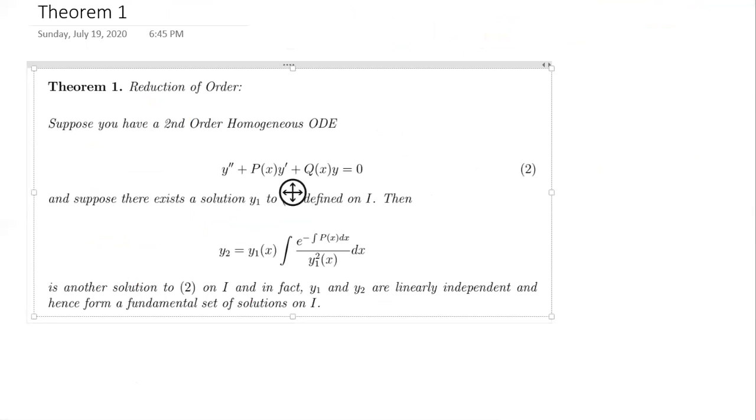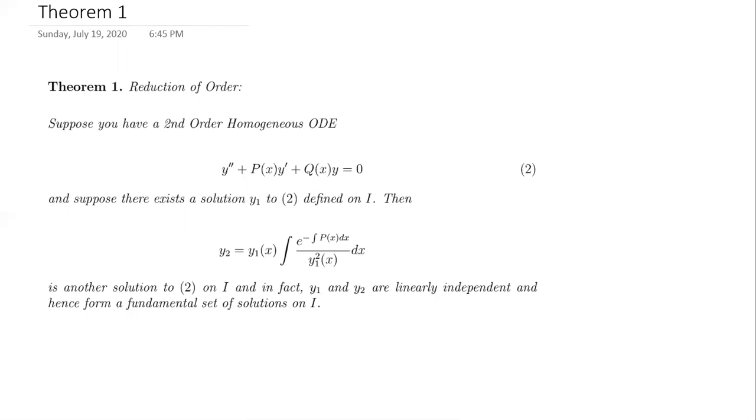And this works more generally. This doesn't only work with second order homogeneous ODEs with constant coefficients. It could be that the coefficients of the differential equation also involve the independent variable. So this is going to be more general, but we're going to use it for the case in which we only have constant coefficients. So let's read what the theorem says. This theorem is called the reduction of order theorem.